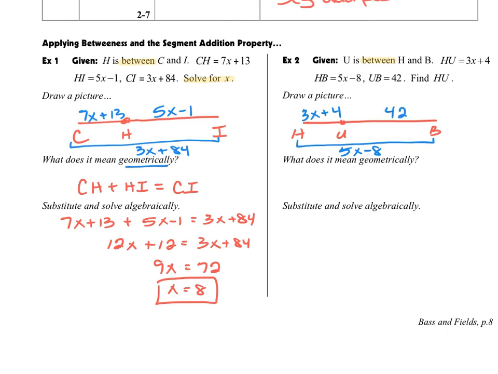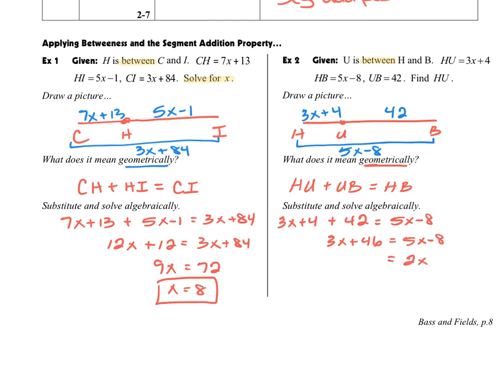So again, let's write that geometric statement. You really want to get in the habit of those because we're going to use them a lot. So we're going to say HU plus UB equals our HB. So we're going to say our 3x plus our 4 plus our 42 equals our 5x minus 8. We can collect our terms, so we're going to say our 3x plus our 46 equals our 5x minus 8. I'm going to move my variables to the right this time, so I'm going to have a 2x on the right side. I'm going to have a 54 on the left, so I get an x equals 27.